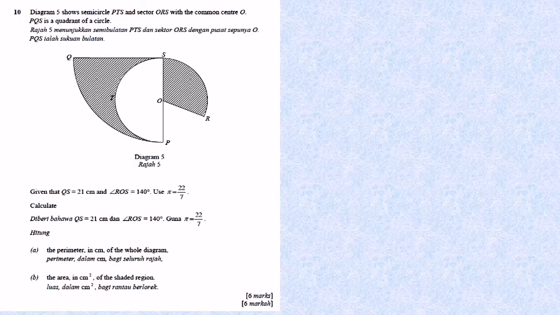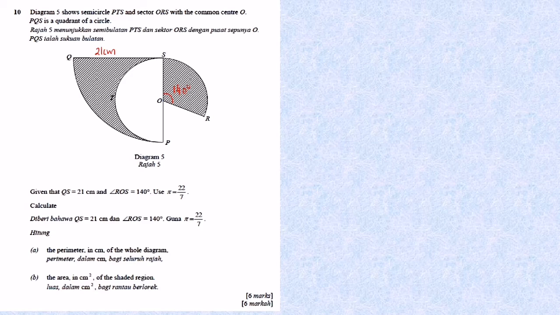Question number 10. Diagram 5 shows semicircle PDS and sector ORS with common center O. PQS is a quadrant of a circle. Given that QS equals 21 cm and angle ROS equals 140 degrees. So I label it first: QS is 21 cm and the angle SOR equals 140 degrees. A. Calculate the perimeter in centimeters of the whole diagram.